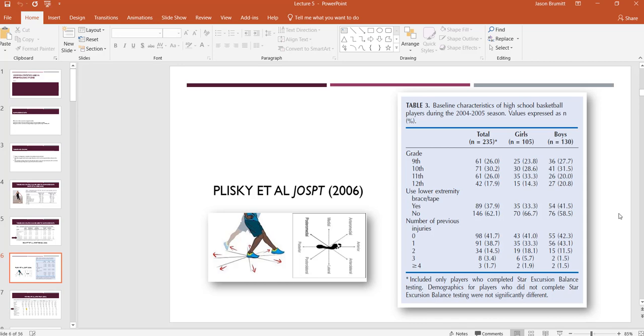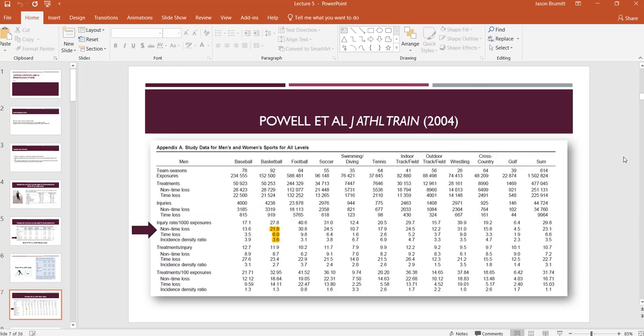Going back to Dr. Phil Plisky, who was a graduate of Rocky Mountain University, this is another example of presentation of baseline characteristics of the high school basketball players that he evaluated. And we see the breakdown between individuals based upon sex, and we see the total population. So again, the key here is presenting that demographic information. Sometimes it is just numbers and percentages of the overall population, and sometimes we're looking at mean scores.